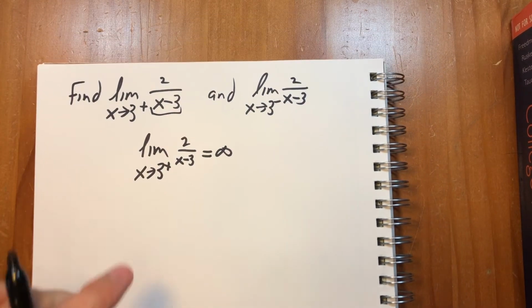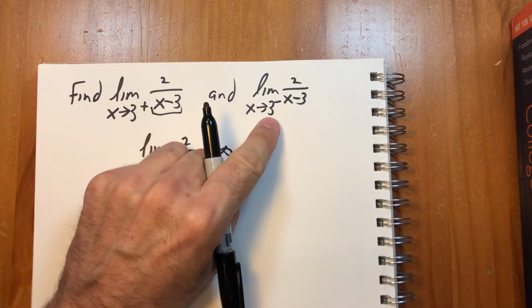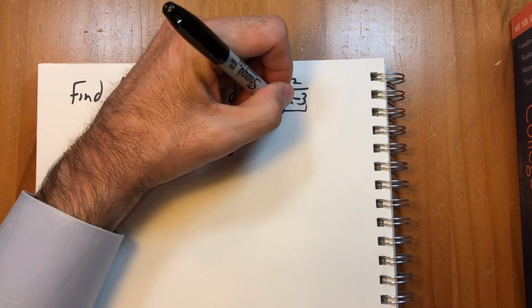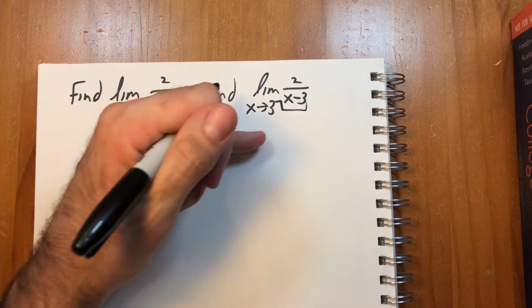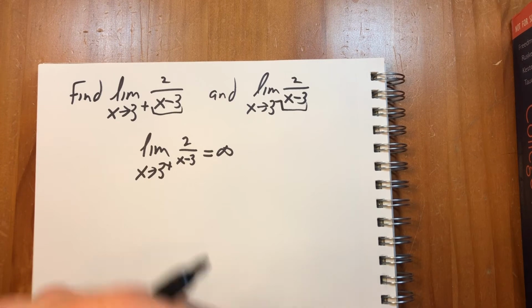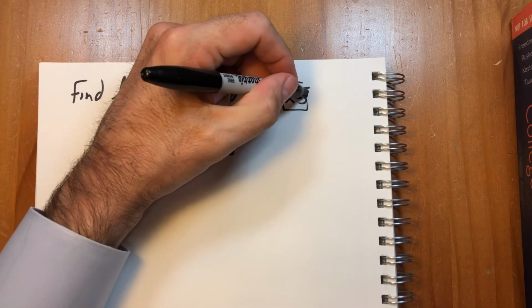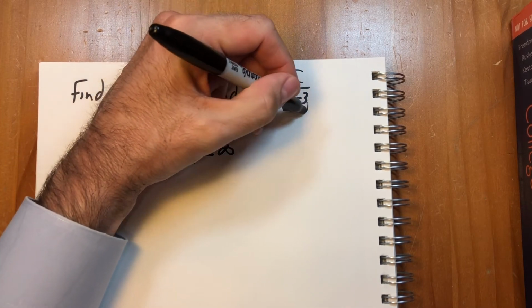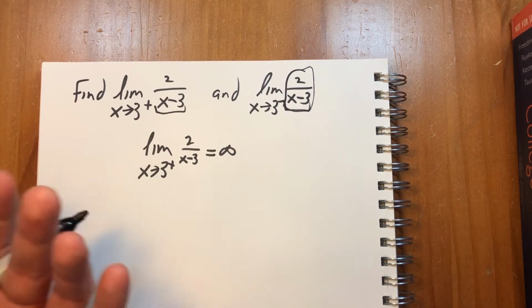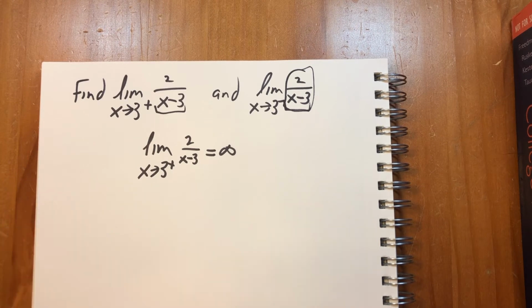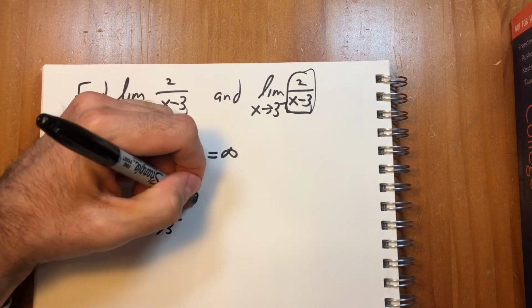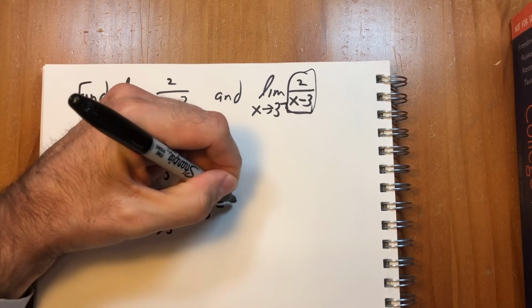But then look what happens if we approach it from the other direction. If x is less than 3, then this number will always be negative. So even though as we approach 3, it's going to get closer and closer to 0 again, it's always negative. So this number is getting smaller and smaller. That means this number is getting bigger and bigger, but the denominator is always negative, which means that it's getting bigger and bigger in a negative direction. The limit as x approaches 3 from the left of 2 over x minus 3 is minus infinity.